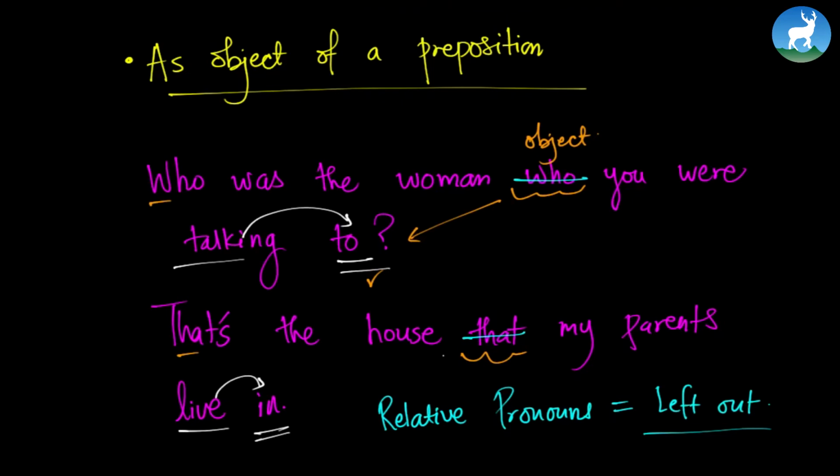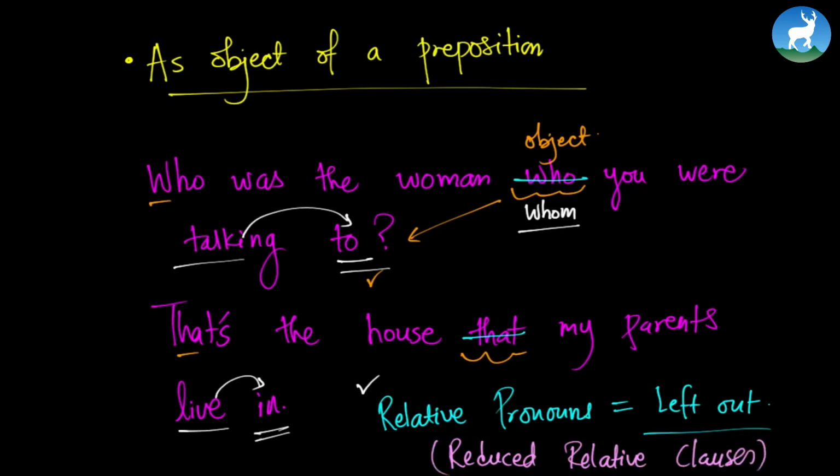Sometimes we use whom instead of who. You can say something like, who was the woman whom you were talking to? Sounds more formal, correct? So the relative pronouns are left out, and what do we call this kind of relative clause? We call them reduced relative clauses. So these are reduced relative clauses.